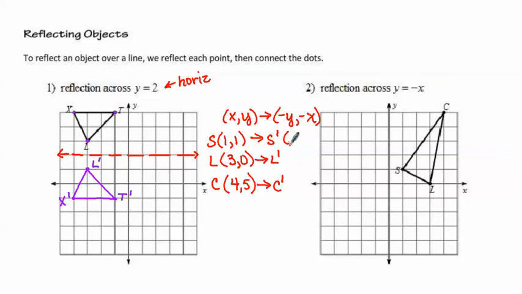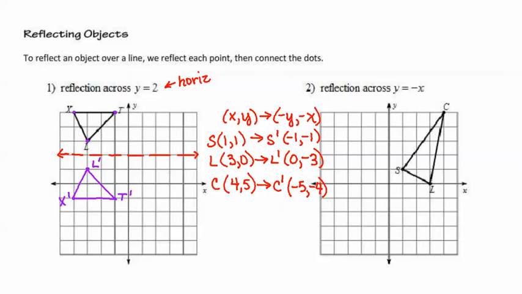So the 1, 1 switches to 1, 1, change their signs, -1, -1. Switch 3, 0 to 0, 3, change their signs, 0, -3. Switch 4, 5 to 5, 4, change their signs, -5, -4.